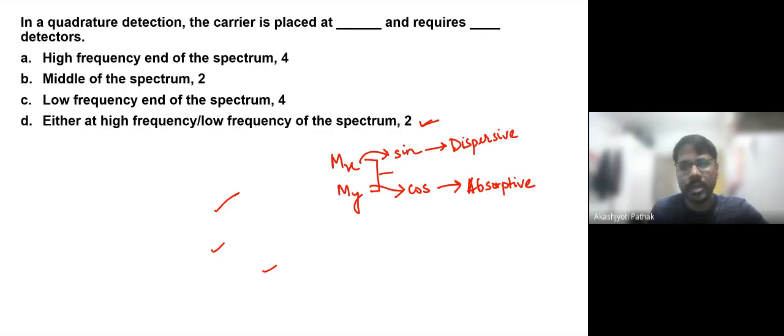Sorry, option B. Answer is option B, middle of the spectrum. If your detector is placed at the middle of the spectrum, then only you can capture both the positive frequencies and the negative frequencies.